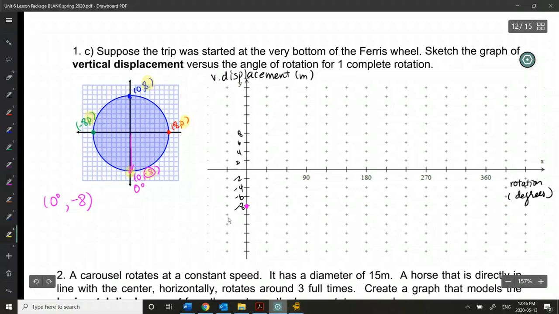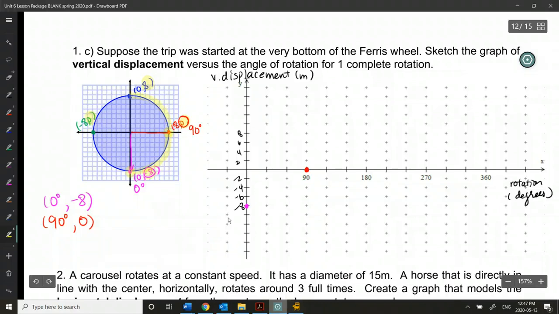Now we're still rotating counterclockwise here. So if we rotate, let's say up to this location, we've now rotated 90 degrees from where we started. And what is my vertical displacement? Am I above, below, or equal to the center? So I think I'm actually equal to the center here. We're at a displacement of 0 meters at 90 degrees. So we're going to plot that.